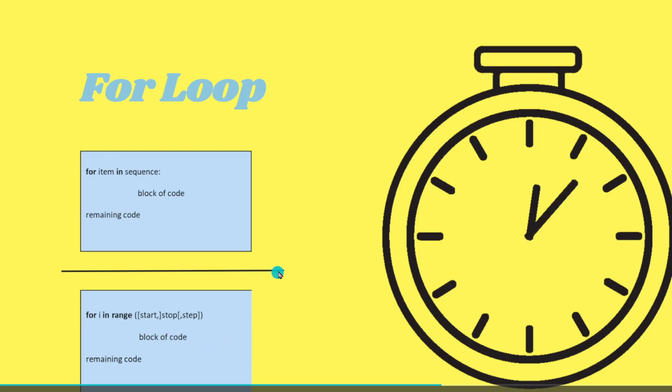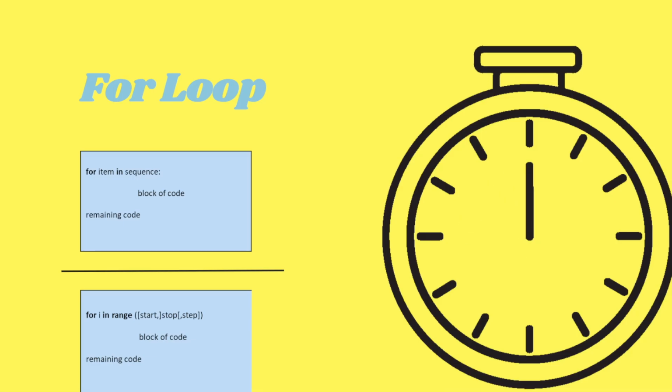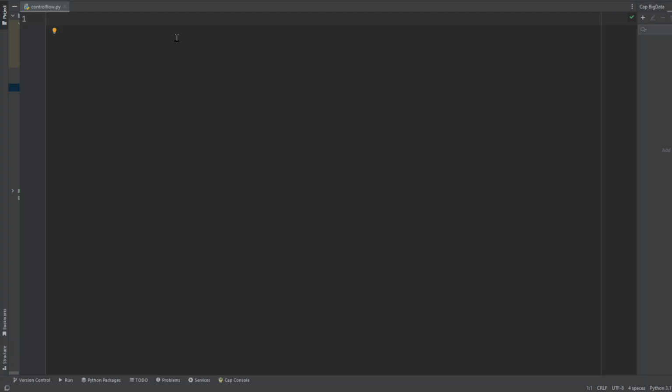Let's understand the for loop by using some examples. Here we are going to print numbers from 1 to 10. To print 1 to 10 we don't need to write print 1, print 2, print 3, ten times. We can just put it into a for loop with a range from start point 1 to 10, and we can see how it gets executed. Let's start.